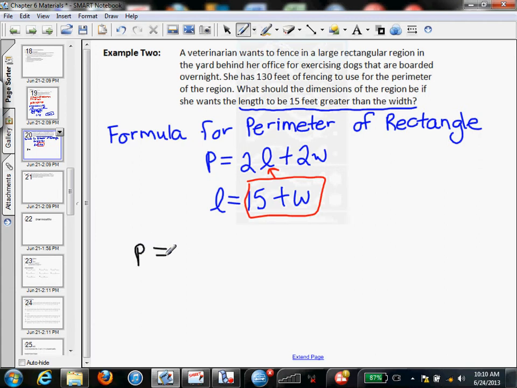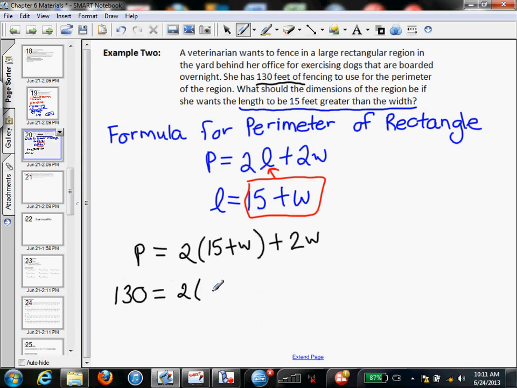So we'll have P equals 2, and then for that L that was there, we're going to put 15 plus W, and then we'll just write the 2W. Now we want to use our rules to solve for W. And we also can plug in for P. That's going to be the total amount of fence. So we have 130. Let's plug 130 in for P, and just rewrite this formula we have.